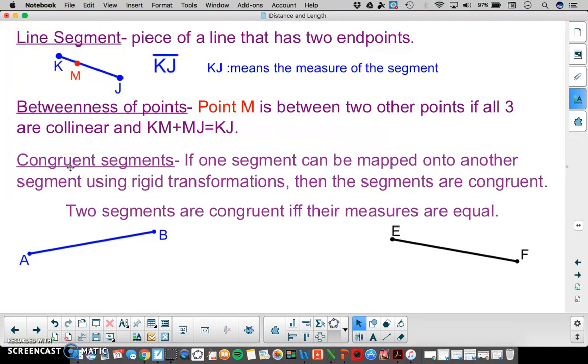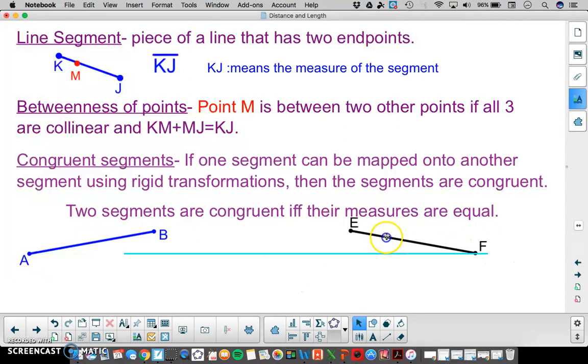When we talk about congruent segments, if one segment can be mapped onto another segment using rigid transformations, then the segments are congruent. That's also to say 2 segments are congruent if and only if their measures are equal. So I have segment AB here and segment EF. If I can map EF onto AB or vice versa, they would be considered congruent.